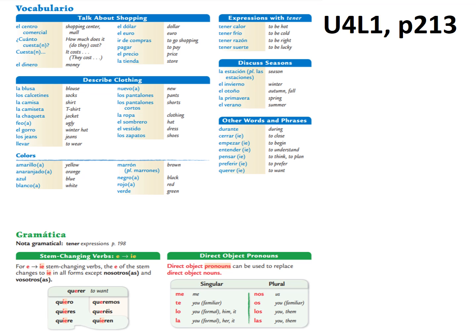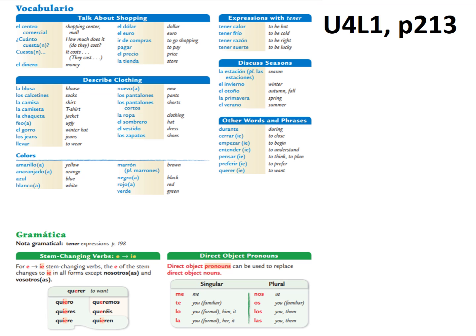Nosotros queremos, we want. Vosotros queréis, y'all want. Ellos, ellas, ustedes quieren, they, y'all, it plural wants. Direct object pronouns. Direct object pronouns can be used to replace direct object nouns. Our singular direct object pronouns are as follows.